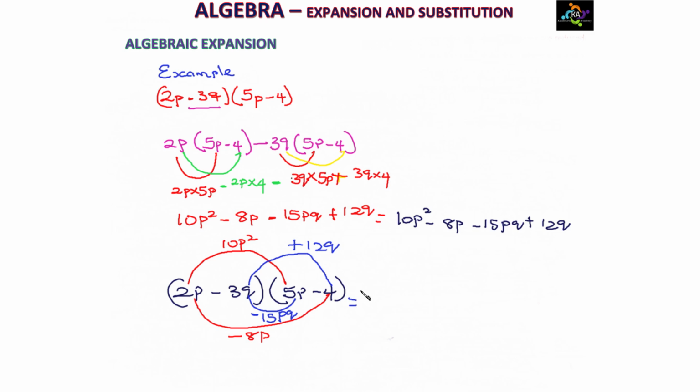Then bring them together. The first one is 10p squared, the second one is minus 8p, the third one is minus 15pq, and the last one is plus 12q. Whichever way you can understand, the best is just to know how to expand. That is on expansion.